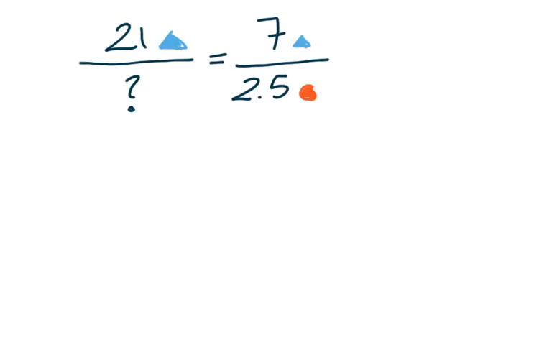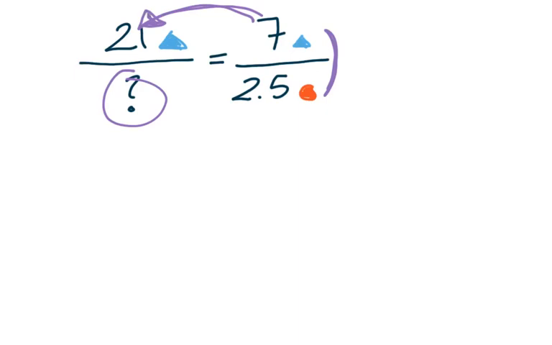In this example here, we're comparing these blue triangles to red circles. Notice how I do not always need to have my unknown quantity on the right-hand side. Here, my unknown quantity is on the left. So I'm going to look for a relationship. Well, I don't really see a relationship between 7 and 2.5, but I do see a relationship between 7 and 21. Always going towards my unknown quantity.